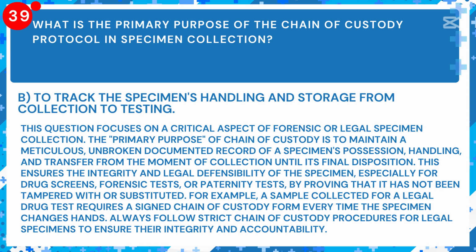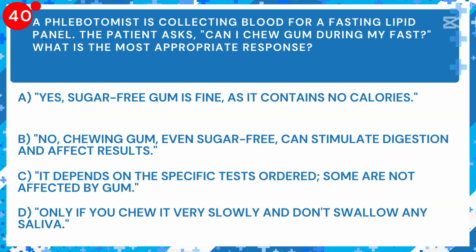For example, a sample collected for a legal drug test requires a signed chain of custody form every time the specimen changes hands. Always follow strict chain of custody procedures for legal specimens to ensure their integrity and accountability. Question 40. A phlebotomist is collecting blood for a fasting lipid panel. The patient asks, "Can I chew gum during my fast?" What is the most appropriate response?